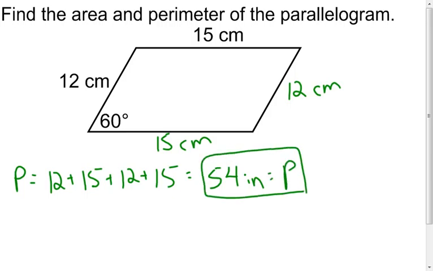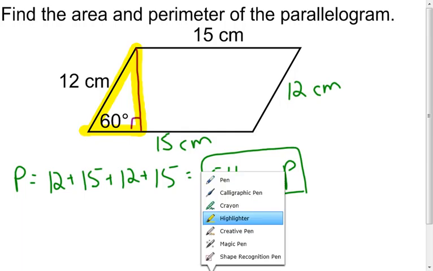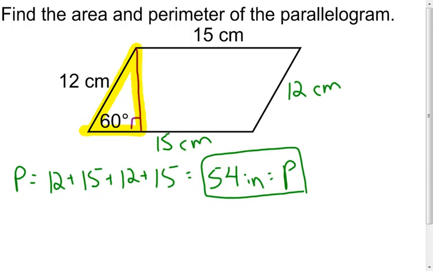And then to find my area, similar to last time, I'm going to need to actually calculate the height first. So I'm going to draw it in so that I can see it. It's going to end up right there. And then my height is part of this triangle. And I notice that triangle is a 30, 60, 90 triangle. And in this triangle, I know the hypotenuse again.